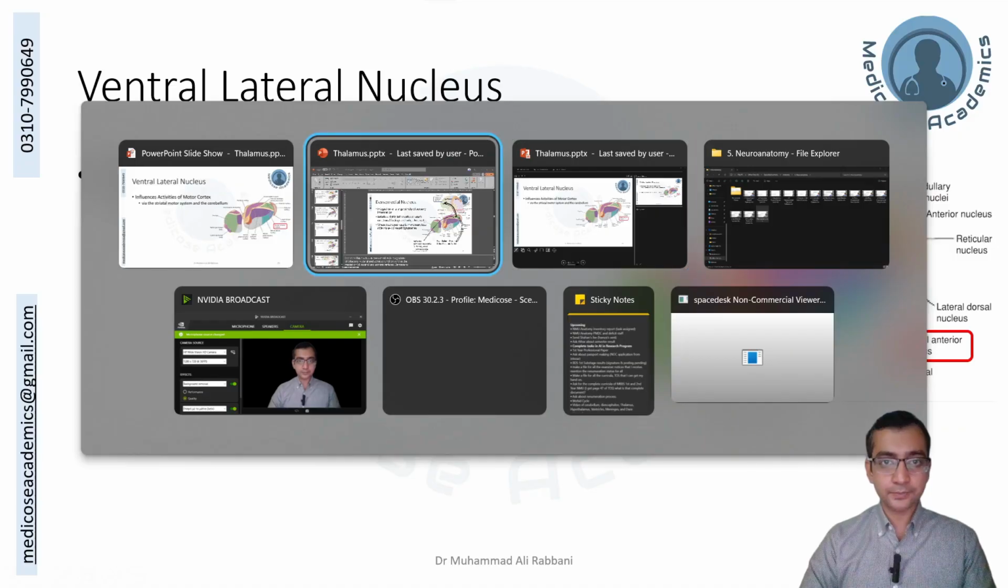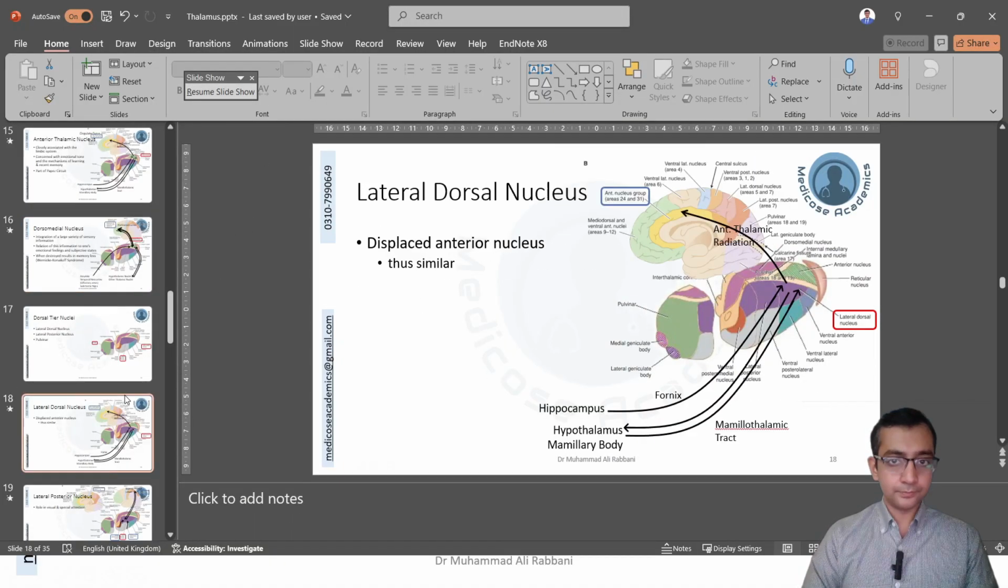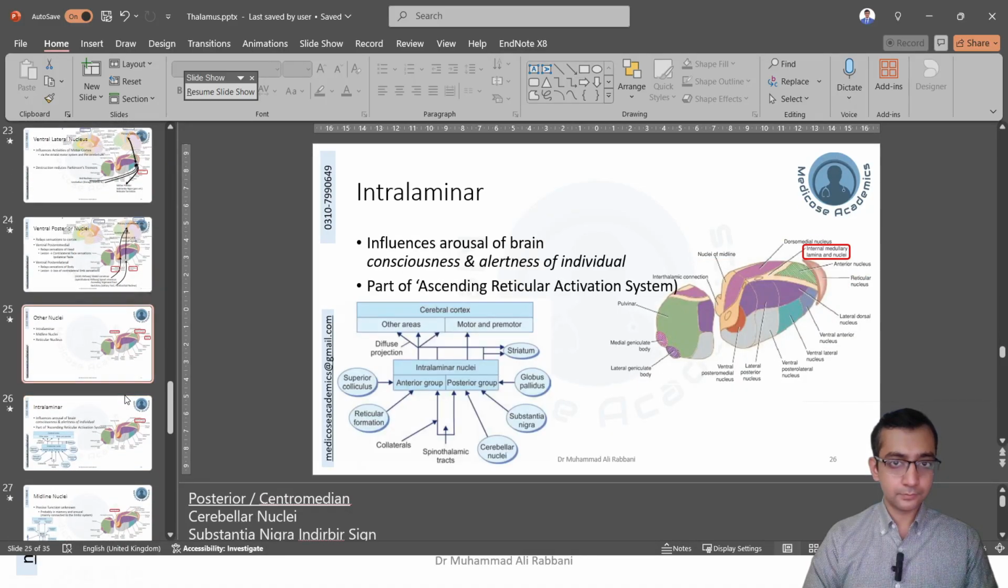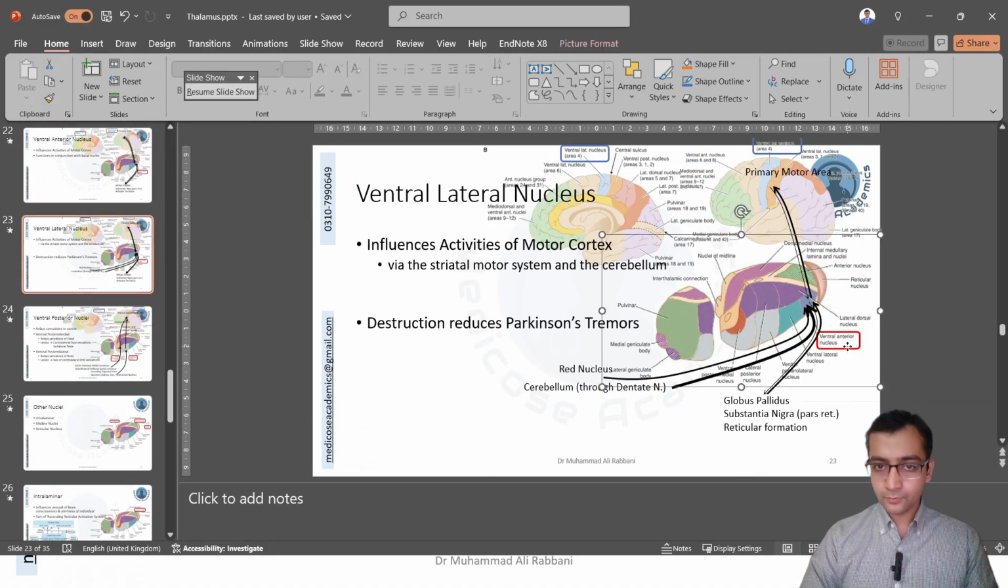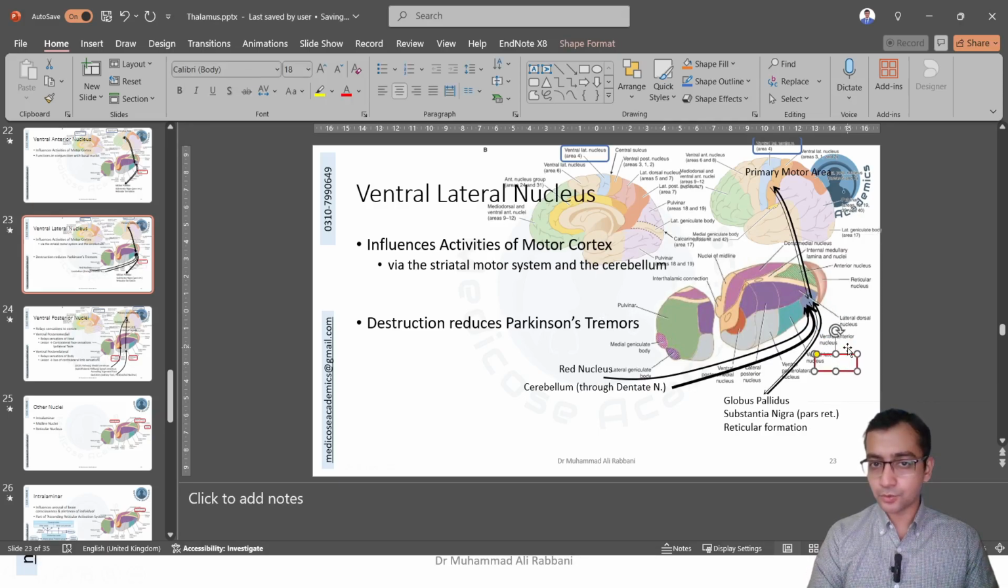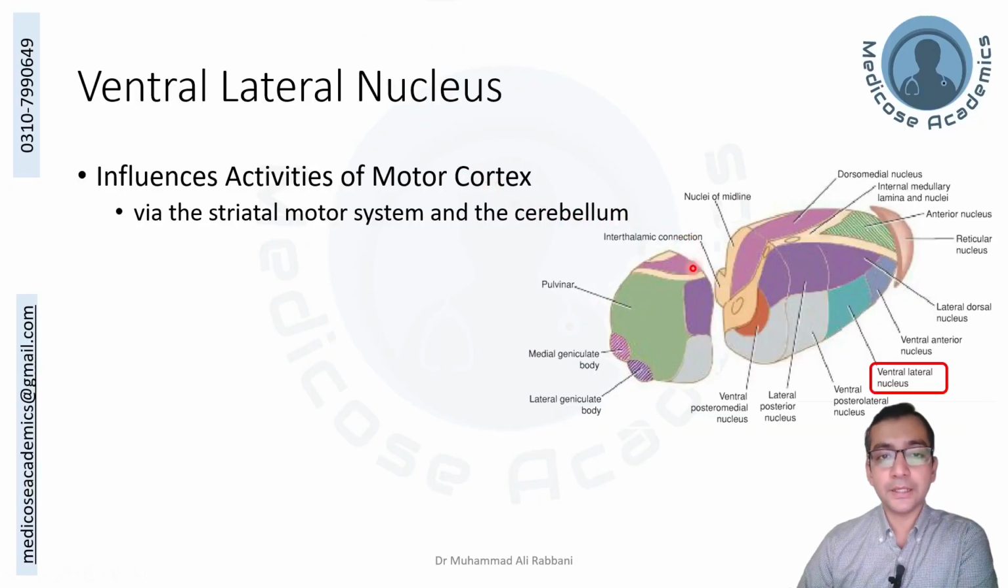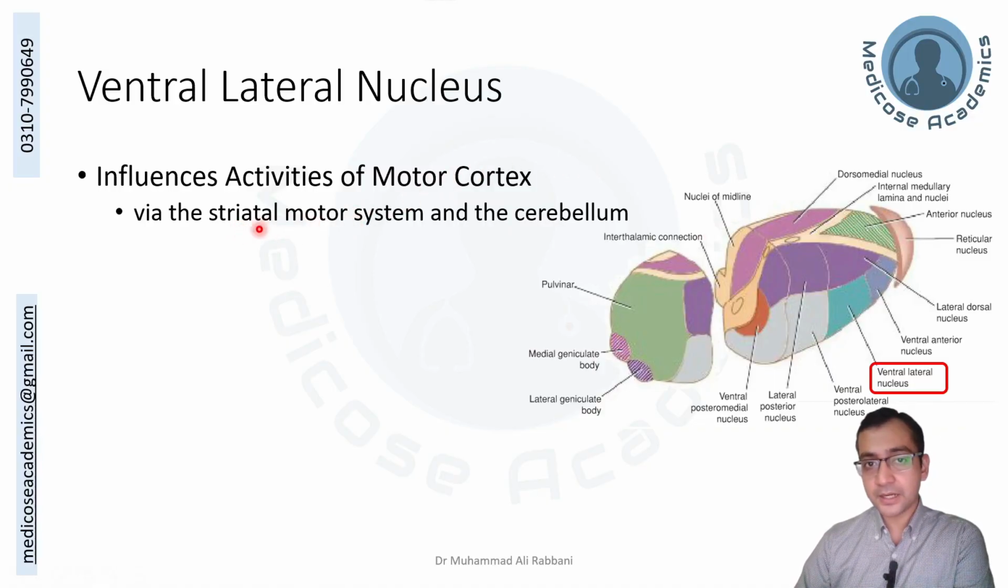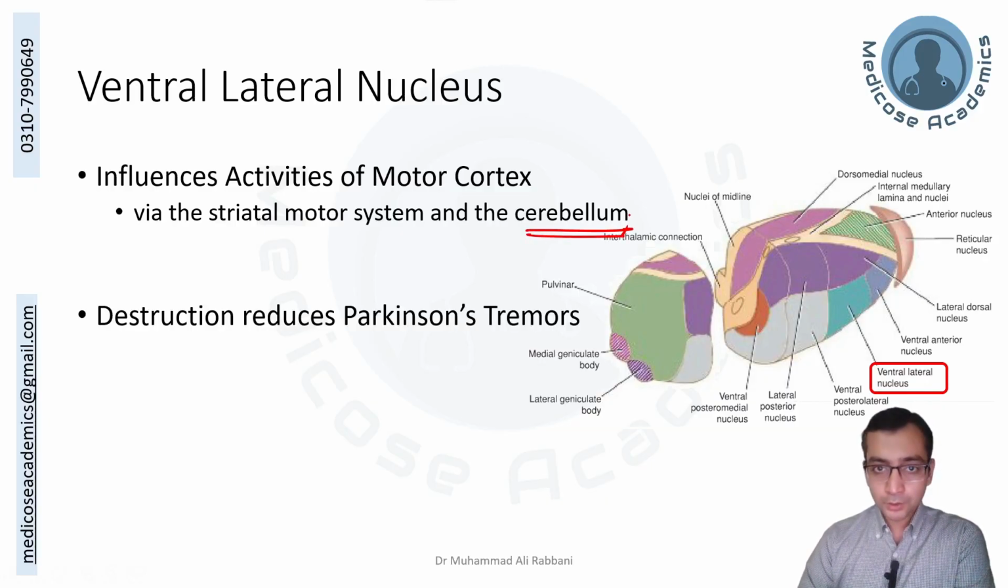The ventral lateral nucleus has connections very similar to those of the ventral anterior, and it influences the activities of the motor cortex and the striatal motor system, that is the basal ganglia, in addition to the cerebellum. Its lesion or destruction reduces Parkinson tremor, and that's sometimes therapeutically used too.